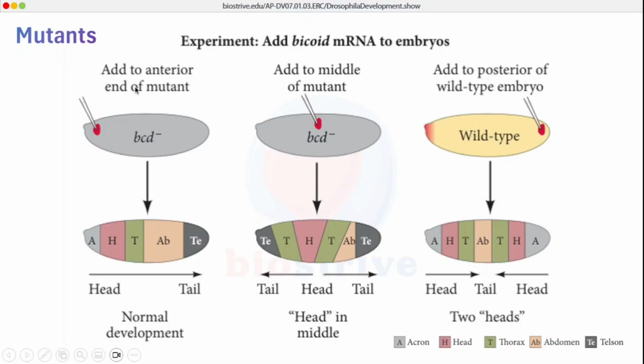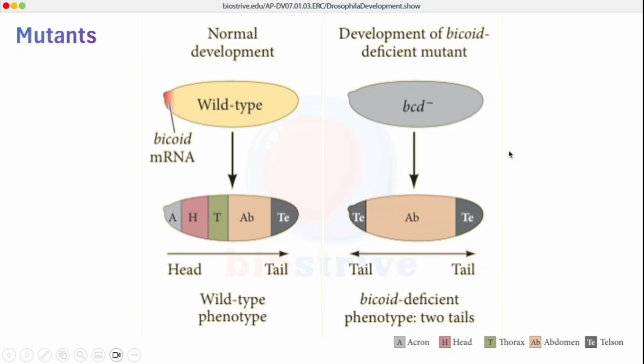So in summary, if we add the Bicoid on the anterior end of a Bicoid deficient embryo, we get normal development. If we add Bicoid ectopically to the middle portion of a Bicoid deficient embryo, we get a two tail phenotype, one head two tail phenotype. And if we add the Bicoid ectopically to the posterior portion of a wild type embryo, we get a two head phenotype. And if we make the embryo Bicoid deficient or Bicoid mutant, we get a two tail phenotype and head formation will not take place.